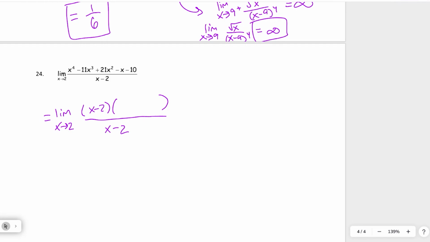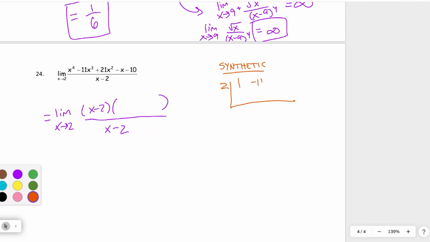Now, I thought it was kind of interesting in class when I said, what do you guys like to do, synthetic or long division? Some people said synthetic, but I think the majority who spoke up said long division, which really surprised me because synthetic division goes a lot faster. So I'm going to use synthetic division here because I'm interested in getting this done as quickly as I can and still getting it right. If you want to do long division, you are more than welcome. So we've got 1, negative 11, 21, negative 1, negative 10 as our coefficients of the polynomial that we're trying to divide.